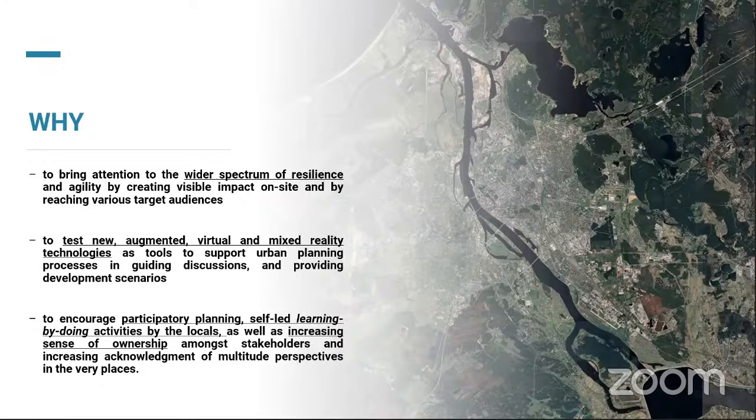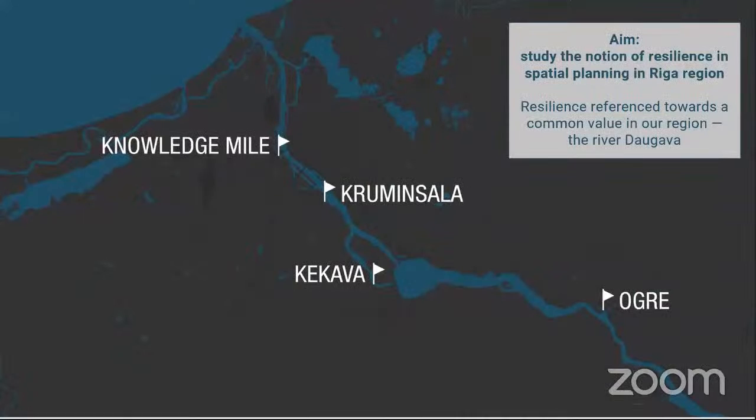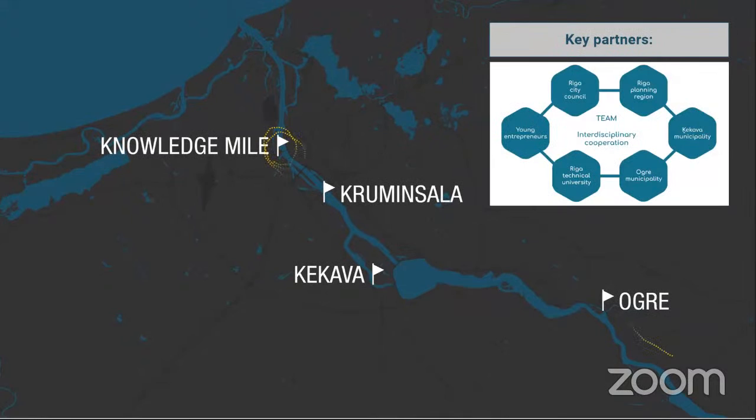As we were doing these small scale interventions, we tested the new augmented mixed use technologies and encouraged their use in participatory planning. But in order to be more spatially specific, we set the focus on our region and studied how resilience has been addressed in spatial plans in Riga region. We had three case areas, Krūmiņsala, Ķekava, and Ogre, and we linked these three cases with something we've done in previous projects called the Knowledge Mile, a cluster of university campuses in the city center near a river.